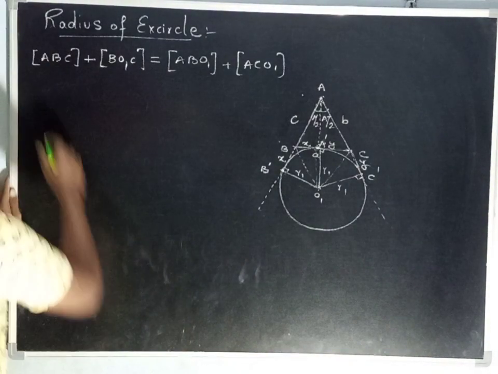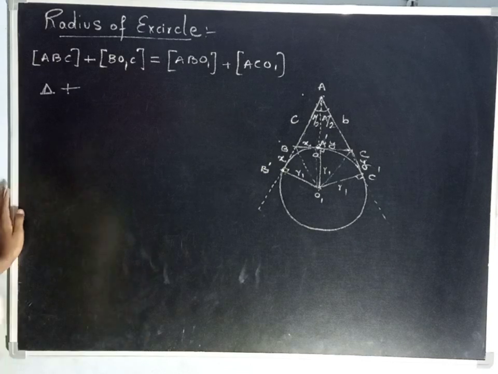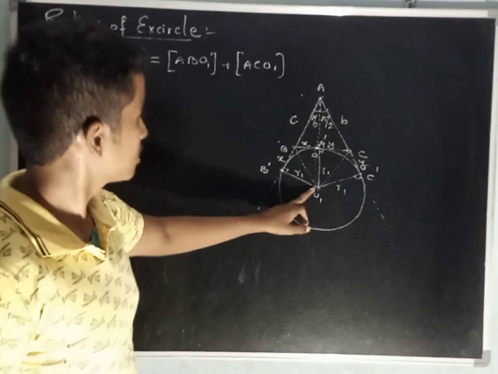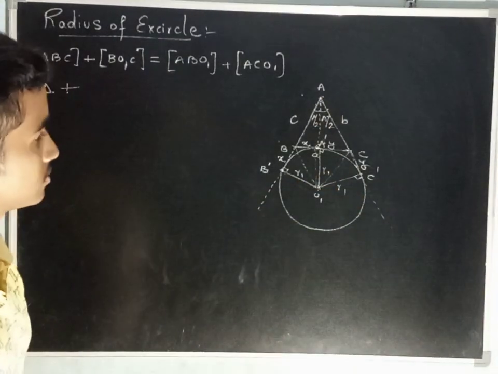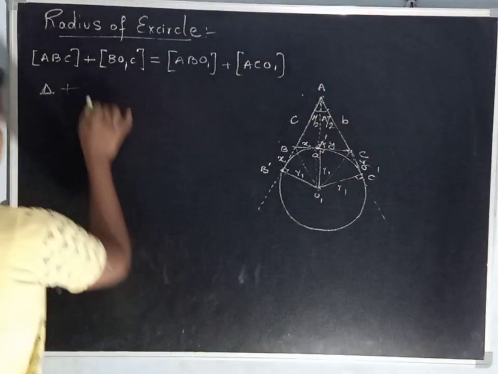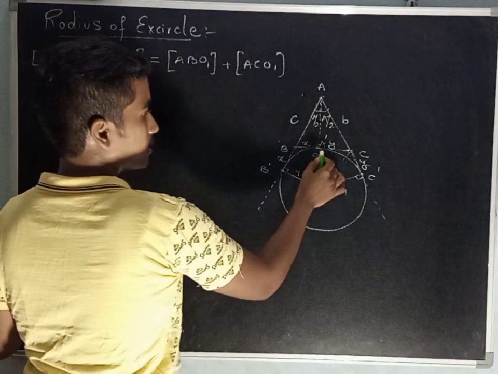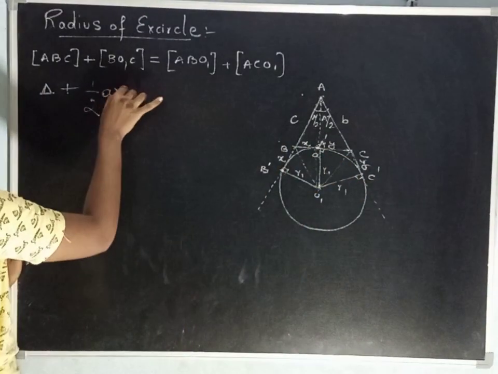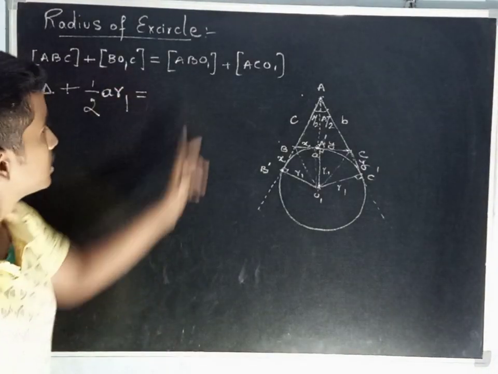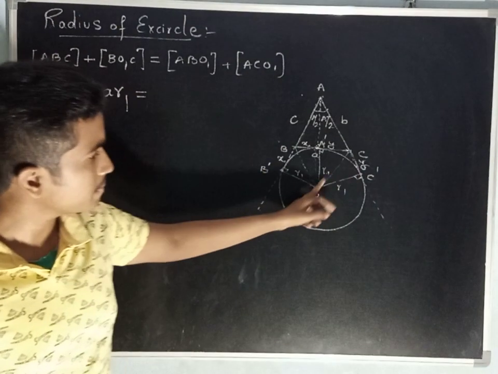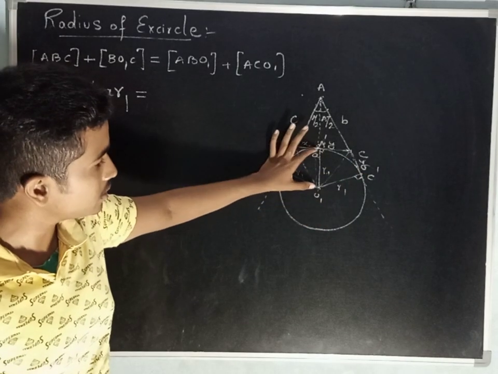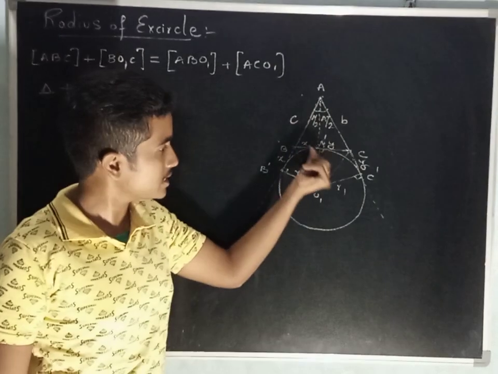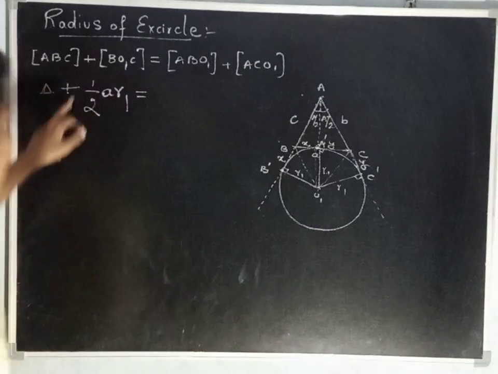Okay? Area of triangle ABC is nothing but delta. Right? Delta plus area of triangle BO1C. Half into base. In BO1C, perpendicular is R1 and base is A. Half A into R1. Perpendicular length, it means altitude. Altitude is nothing but O1A dash, which is nothing but R1. And its base is A. Half into base into height. Half A R1.